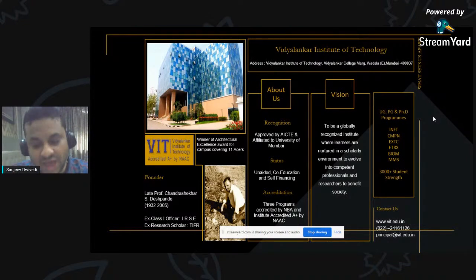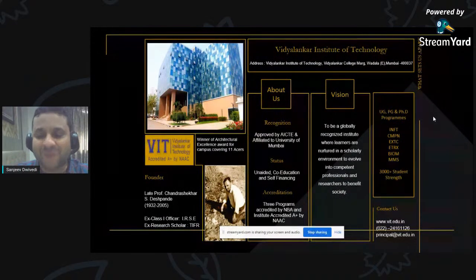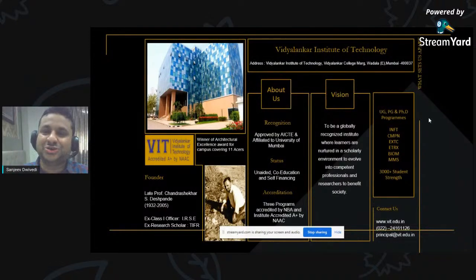At VIT, we have UG, PG, and PhD courses in various branches of engineering. We have INFT, computers, EXTC, electronics, biomed. We have MMS. For further information, I'll request you to visit the website of my institute. So this is about my institute, Vidyalankar Institute of Technology. Let's move ahead.